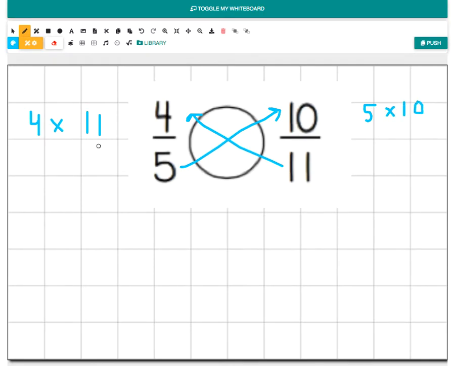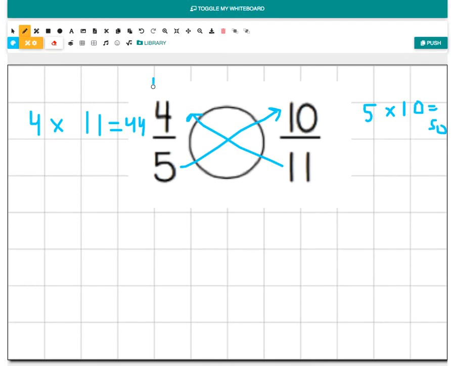You can go ahead and draw your groups if you need to. But we did learn some tricks with multiplication. So we know anything times 11 is just double that number, so it's going to be 44. And then we know if you times anything by 10, you're just going to add a 0. So this is going to be, ran out of room, 50.